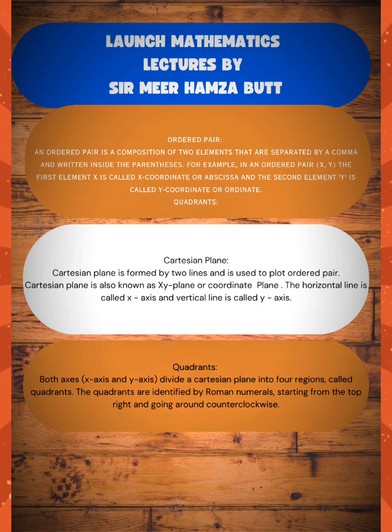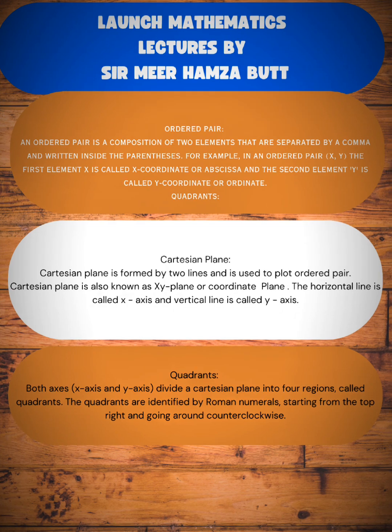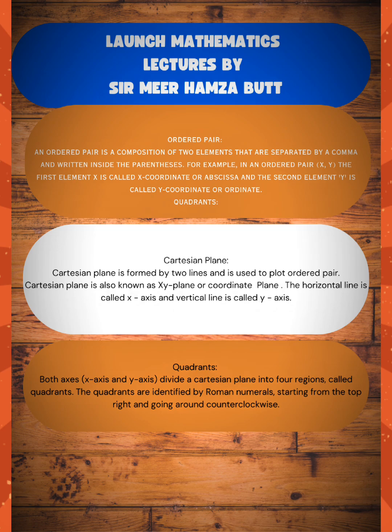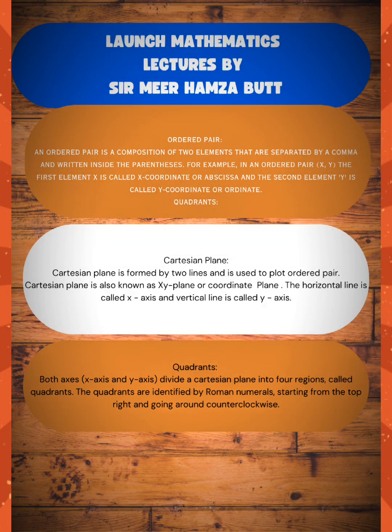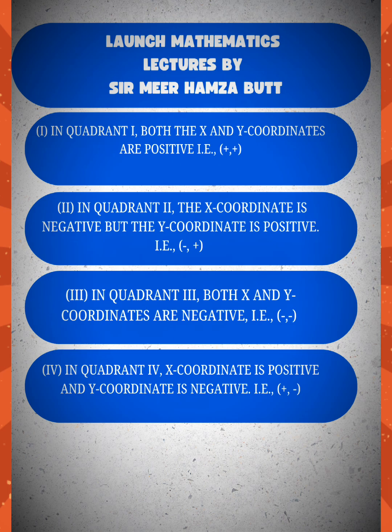And what are quadrants? Both axes, x and y-axis, divide a Cartesian plane into four regions called quadrants. The quadrants are identified by Roman numerals starting from the top right and going around counterclockwise.